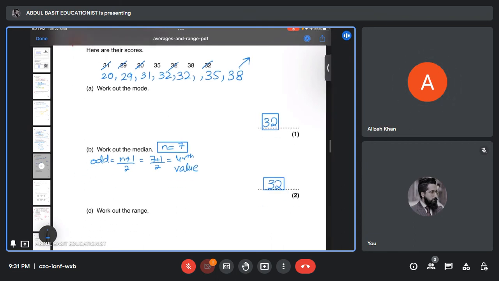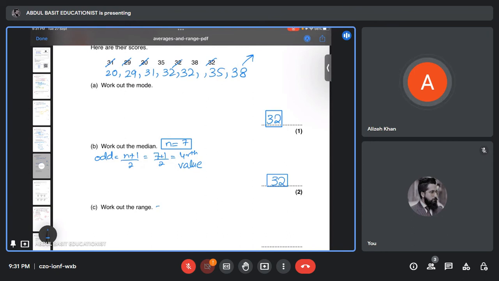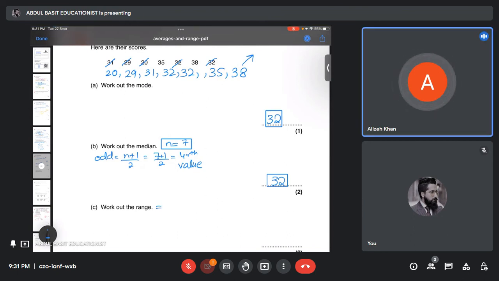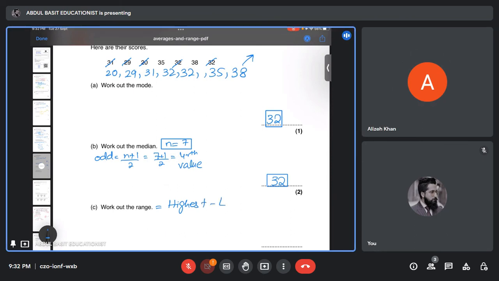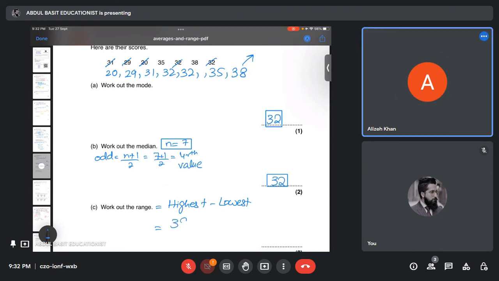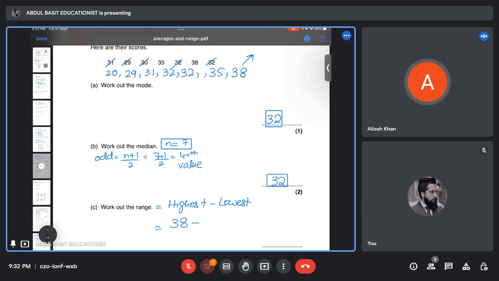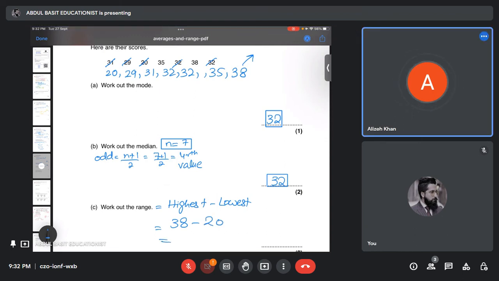Okay, work out the range. So what is the formula for the range? That is highest subtracted by the lowest. The highest value of the data and the lowest value of the data. So the highest is 38, 38 minus what? 20. Good job. So the answer is 18.